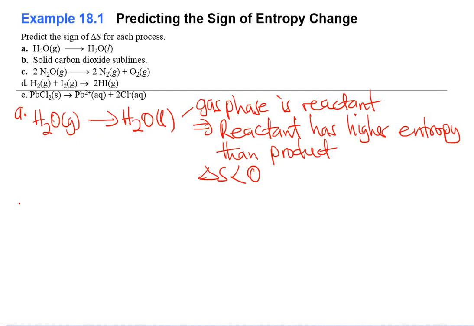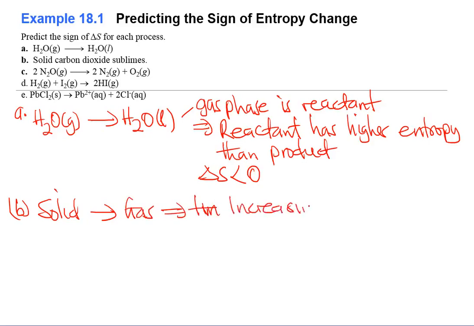Now B, solid carbon dioxide sublimes. In this case, we are moving from solid to gas. Therefore, we are increasing entropy. So this tells us that the delta S, or the change in entropy, is greater than 0.